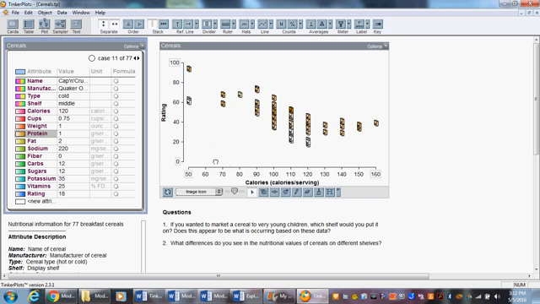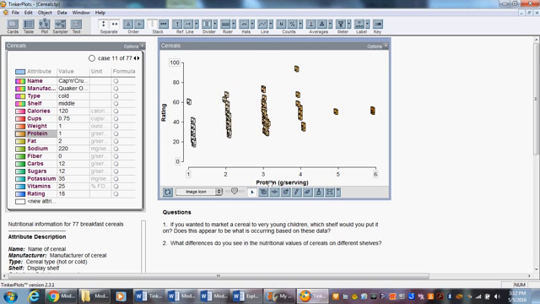So let's put protein on the horizontal axis. Low protein cereals maybe have a little bit lower rating, but as we get higher protein, maybe a little bit higher. However, up here at 5 and 6 it has a lot more protein and it's not a super high rating. So there's maybe somewhat of a relationship there, but definitely not a strong one.